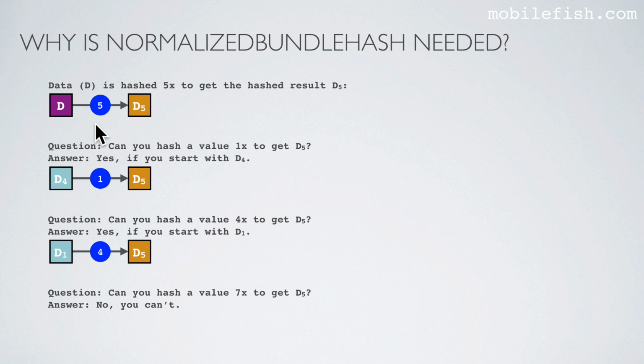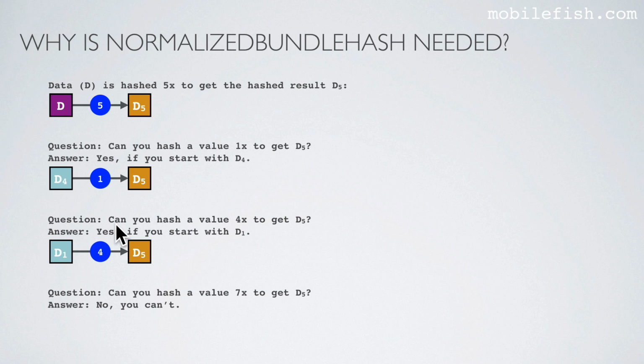Another example. Data D is hashed 5 times and you get hash result D5. Question: can you hash a value 1 time to get D5? Yes, if you start with value D4. If you start with value D4 and you hash it 1 time, you get hash value D5.